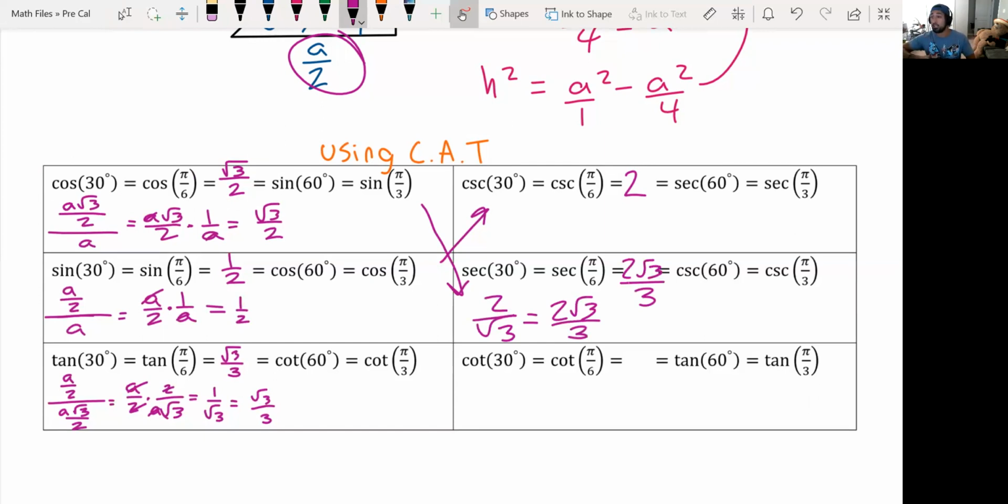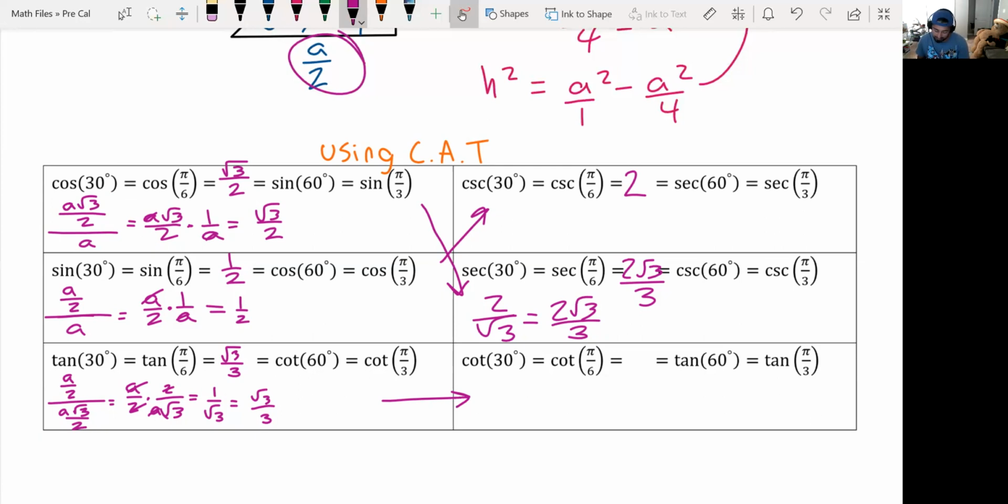So secant of 30 is 2 root 3 over 3, which means cosecant of 60 by complementary angle theorem or the triangle above is 2 square root 3 over 3. And then the one I didn't mess up, when I say mess up, I just didn't put them in the right place. The reciprocals are right, it's just they didn't line up correctly.